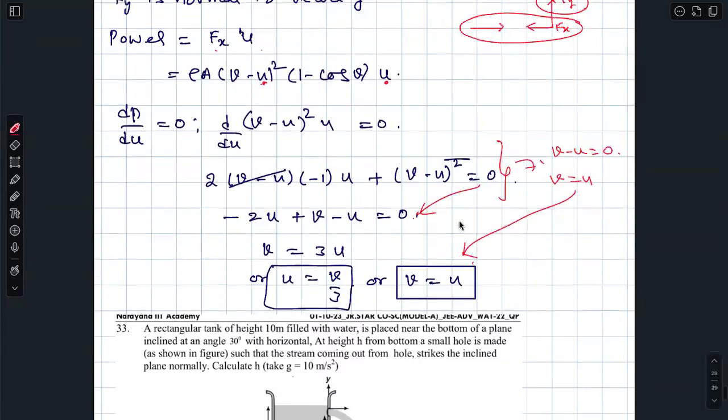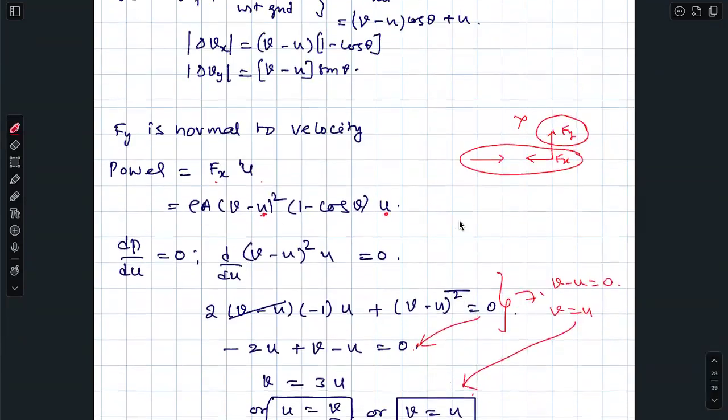Please confirm, have you understood this question or not? I am telling you, out of all the questions which I have done in fluid dynamics, this is the most difficult one. You do it two times, the moment you are back home.